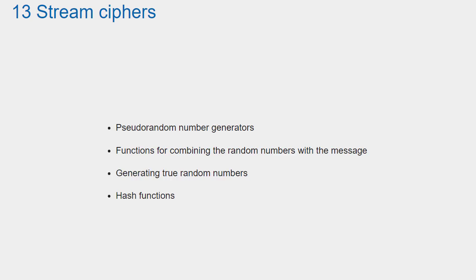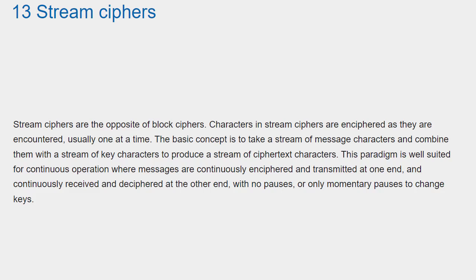Chapter 13. Stream ciphers. This chapter covers pseudo-random number generators, functions for combining the random numbers with the message, generating true random numbers, hash functions.